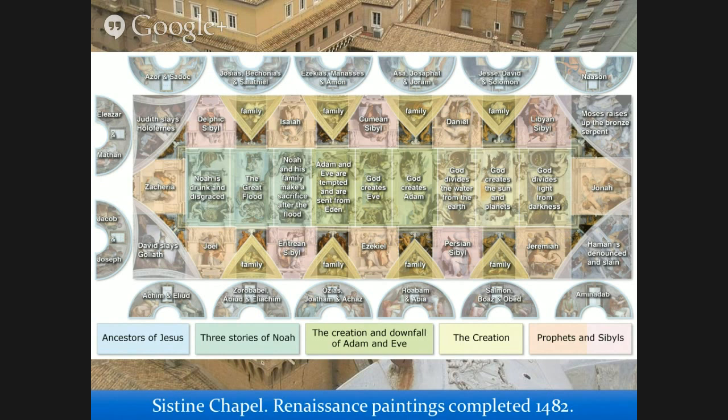Then in the corners we have certain stories of salvation. You've got David slaying Goliath. You've got Moses raising the serpent in the desert. Haman, this is the case of Haman wanting to kill all the Jews, and Queen Esther is able to prevent that from happening in the book of Esther. Then you've got the book of Judith. So these are two men heroes. You've got two women heroes in the opposite corner.